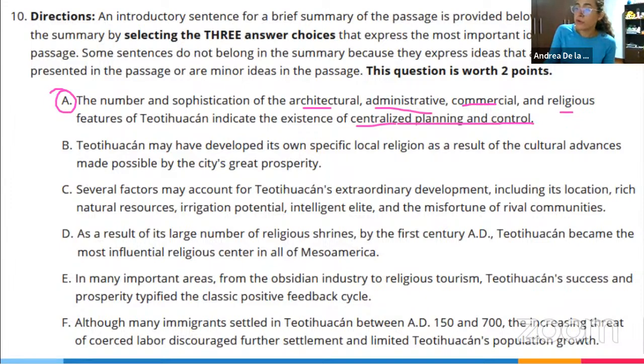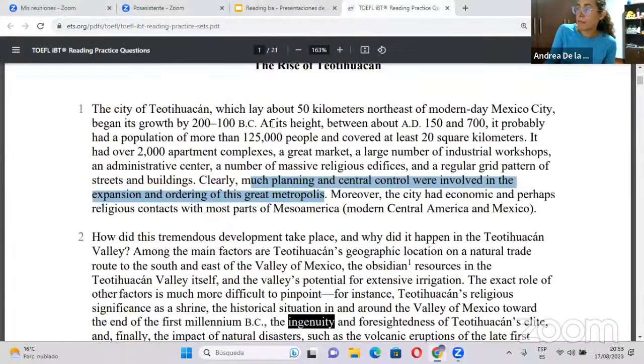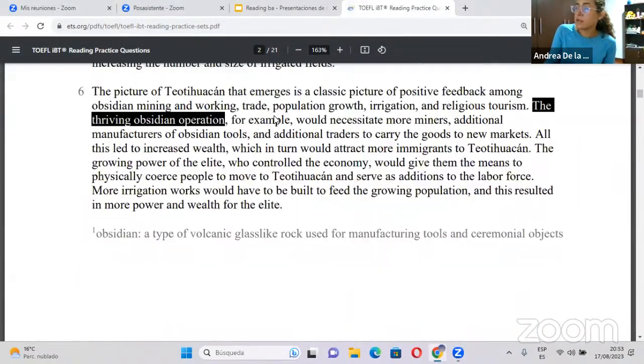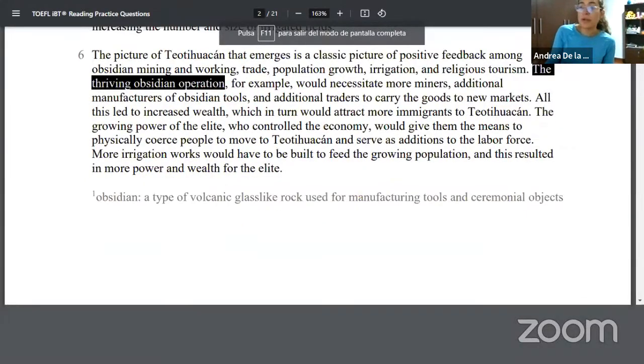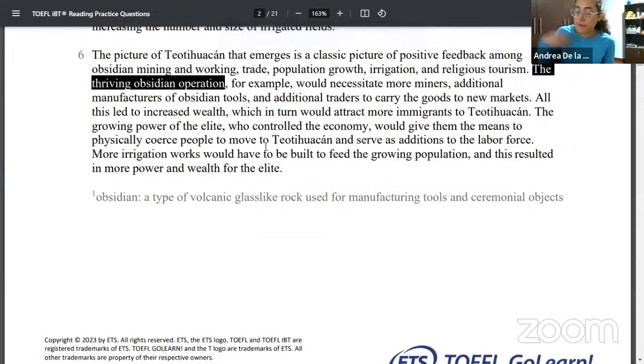Same thing happens with the conclusion. Remember the last paragraph in the text? It talks about how every factor wasn't working on its own, how every factor was connected, how every factor had a positive effect on the others. So they say the picture of Teotihuacan is a classic picture of positive feedback among obsidian mining and working, trade, and population growth. It was like everything had a positive effect on everything, right? So obsidian had a good influence on population growth, that had a good influence on irrigation, and so forth.